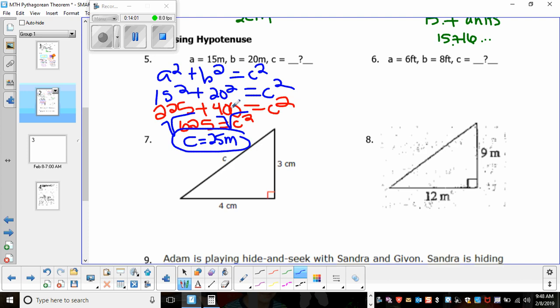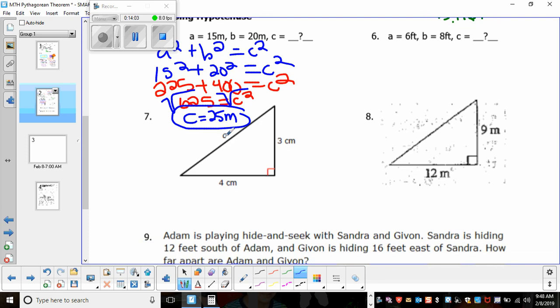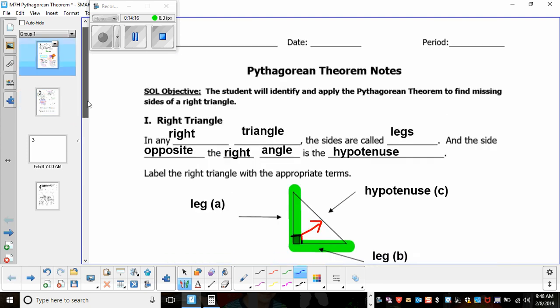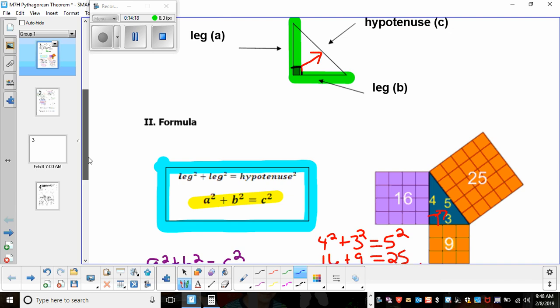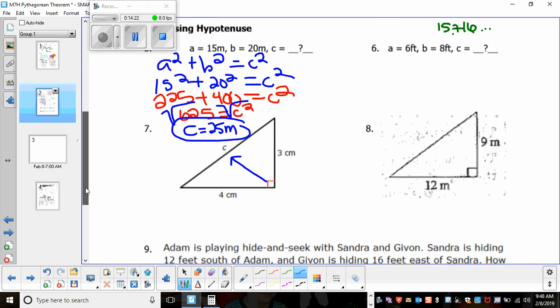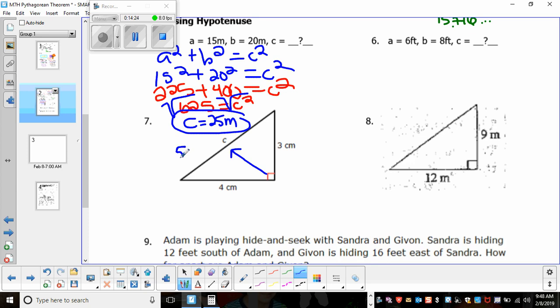So this is an example where there's no picture. I'm going to skip down to number 7. This is an example where there is a picture. So you can see we're looking for the longest side. We're given the 2 shorter sides. Now, if you go back, this is the same example given in the beginning of the notes. So we know it's 5, but we're going to show mathematically why it's 5 centimeters.